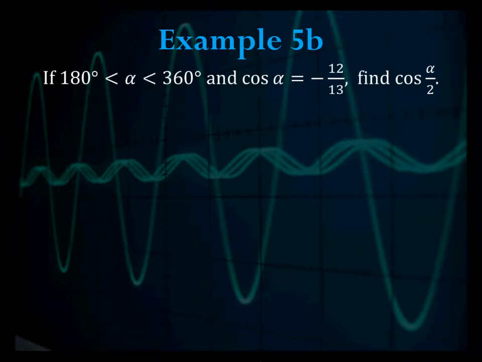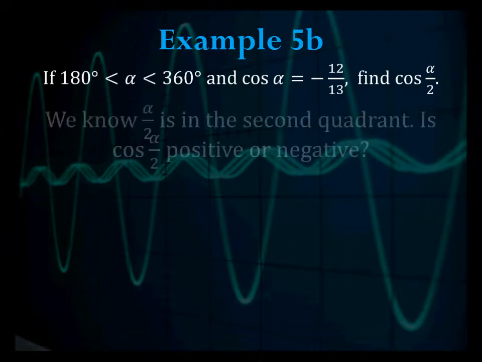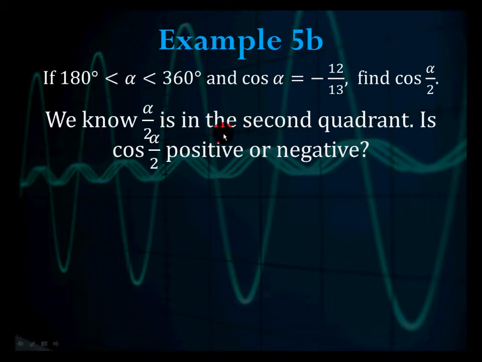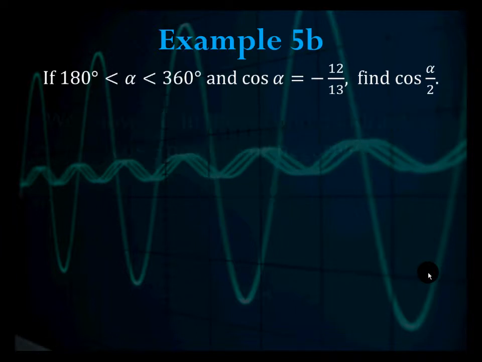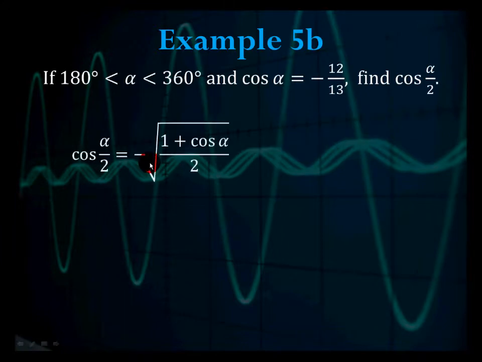5b. Now we're going to find cosine of alpha over 2. Now, we know alpha over 2 is in quadrant 2 because we did that in 5a. So is cosine of alpha over 2 positive or negative? Well, in the second quadrant, cosine is negative. So you're going to put a negative sign in front of the square root. So we have the cosine of alpha over 2 equals negative the square root of 1 plus cosine alpha over 2. That's the half angle formula for cosine.